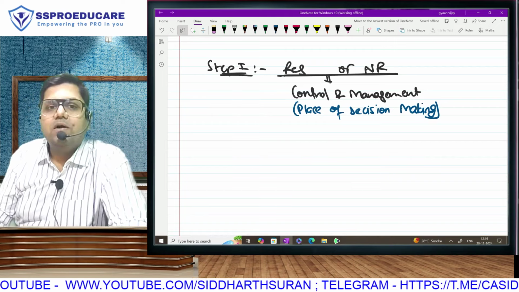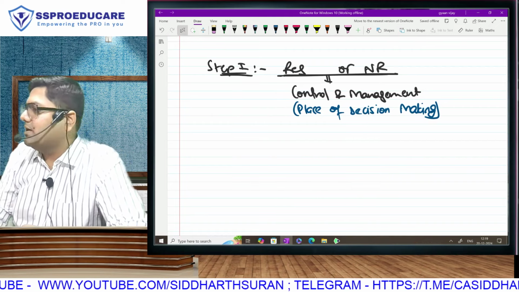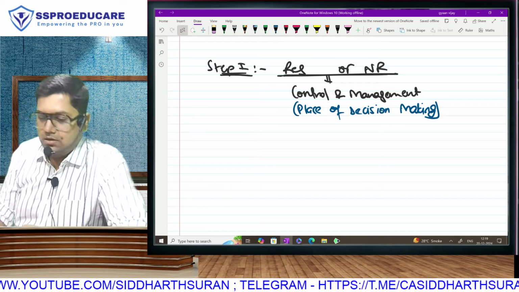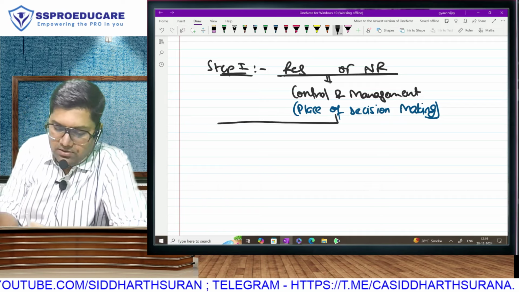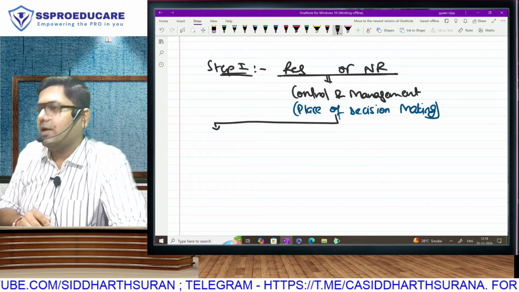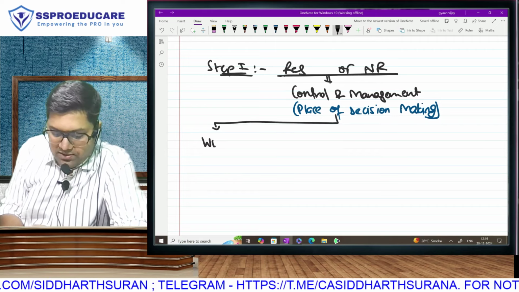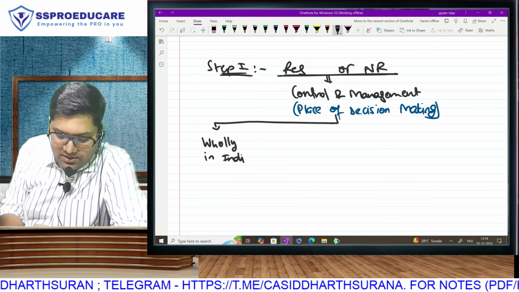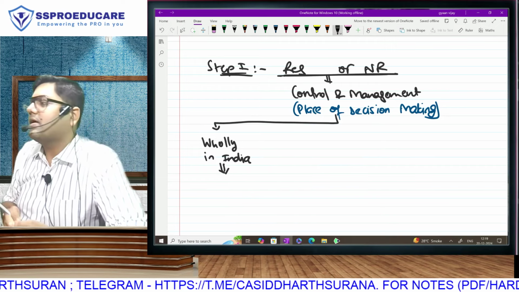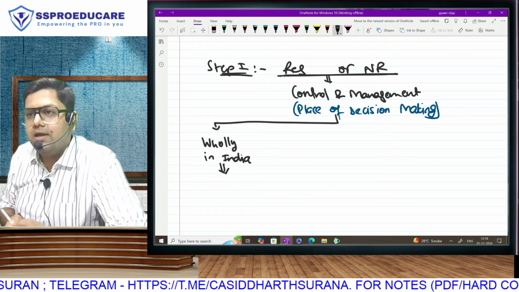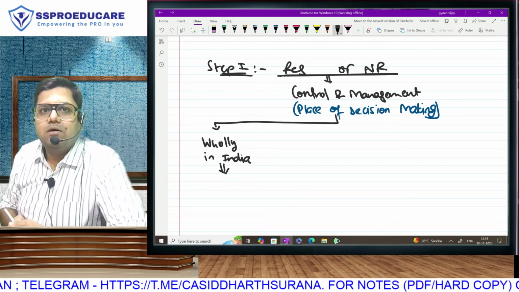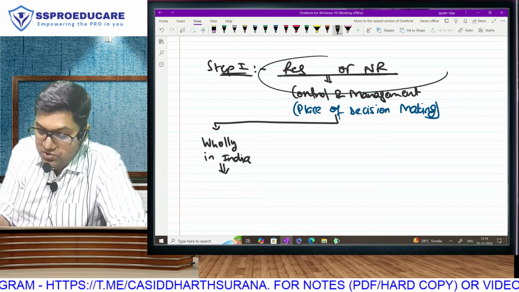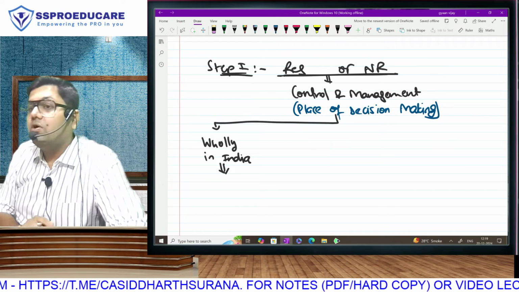The place of decision making. Where are the decisions of this HUF being taken? That will decide the residential status. And following are the possibilities. Possibility 1: all decisions of this HUF are taken in India. The decision making is wholly in India. We have to decide on the basis of this whether the HUF is resident or non-resident.